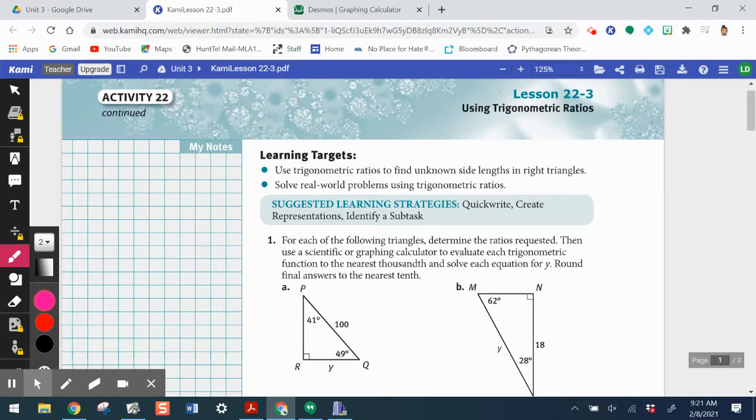Well, welcome to the third lesson of Activity 22. We are on lesson 22-3, now using trigonometric ratios.